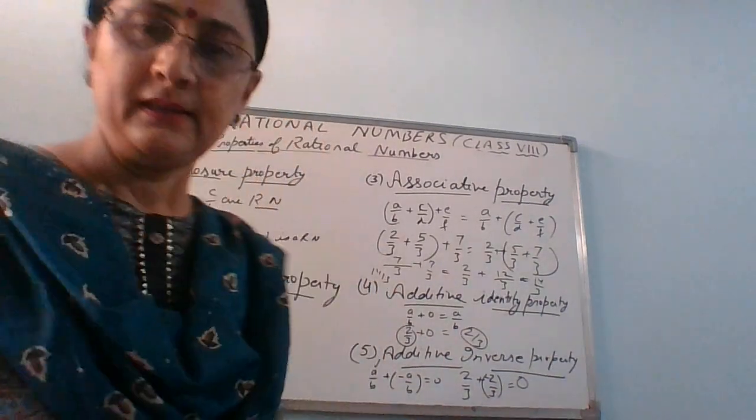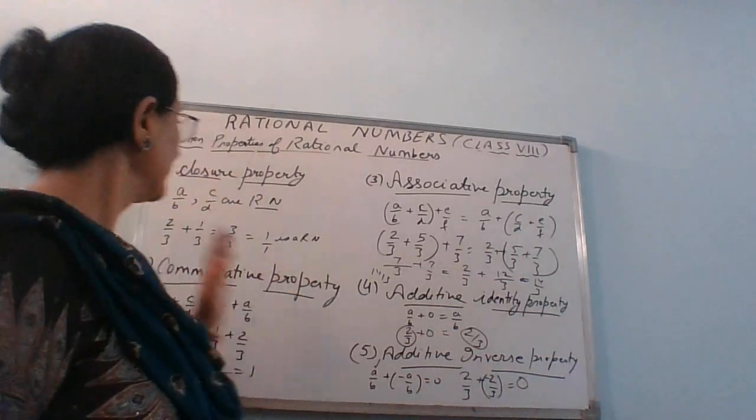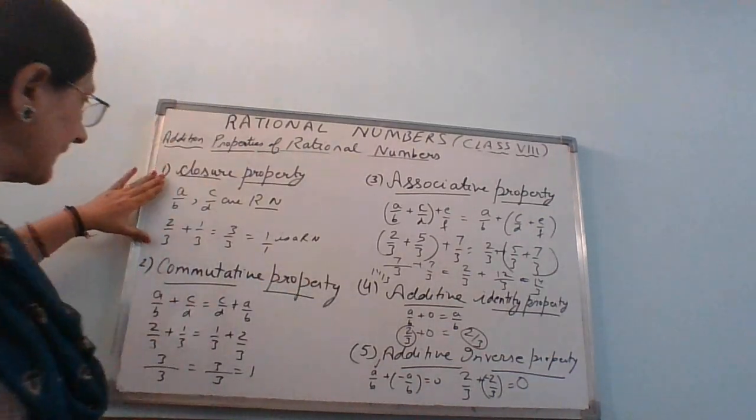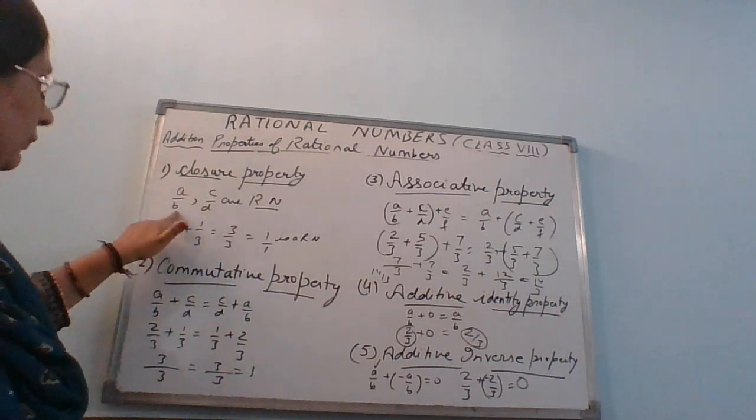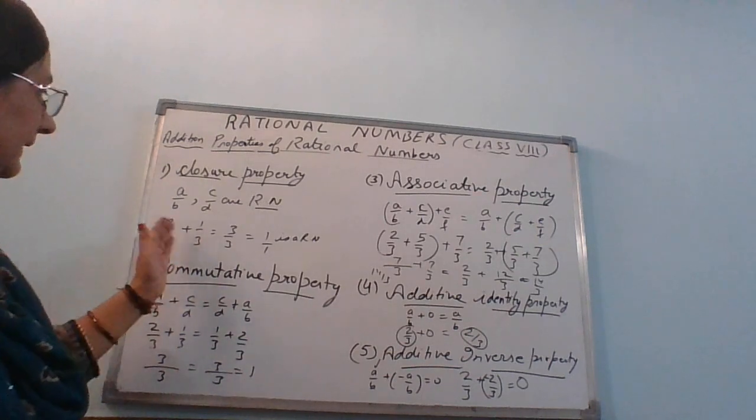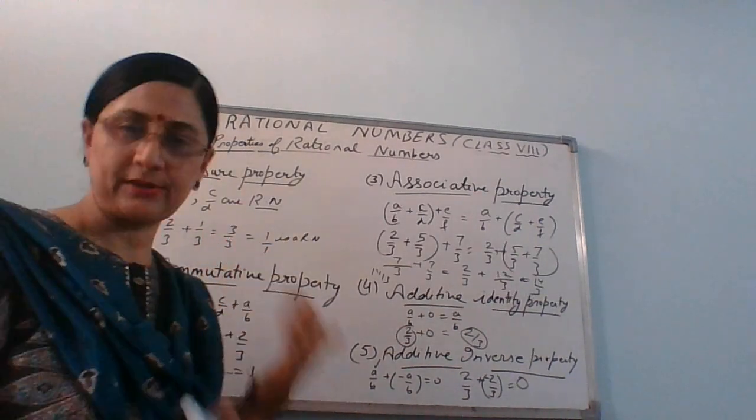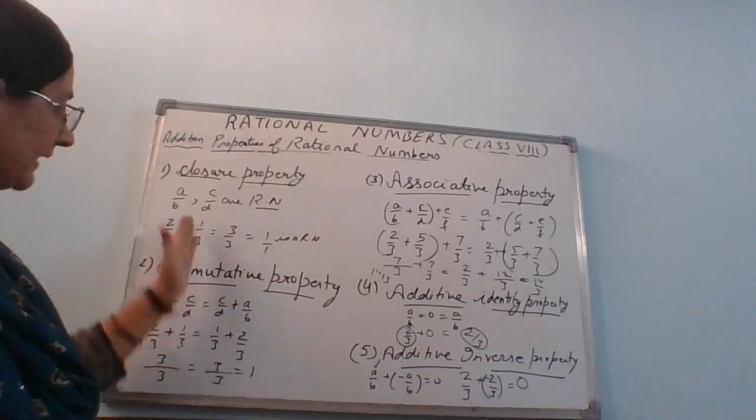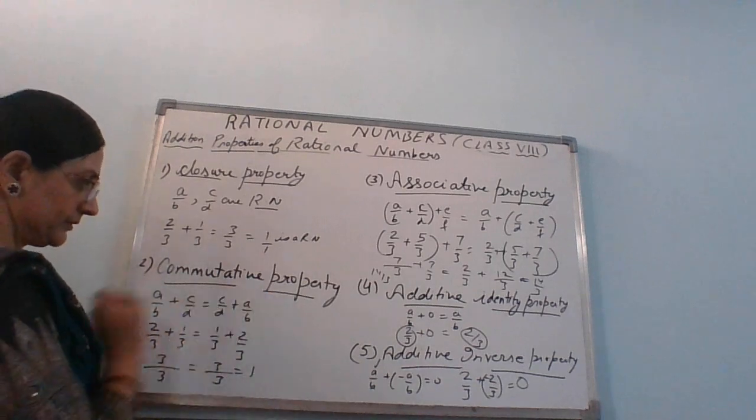I'll revise these properties once again, right? Closure property says that if you take two rational numbers, right, these both are rational numbers and you're adding them. After adding them, you get an answer. That answer is also a rational number. Adding rational numbers gives a rational number. It means this, right? Then comes commutative property.